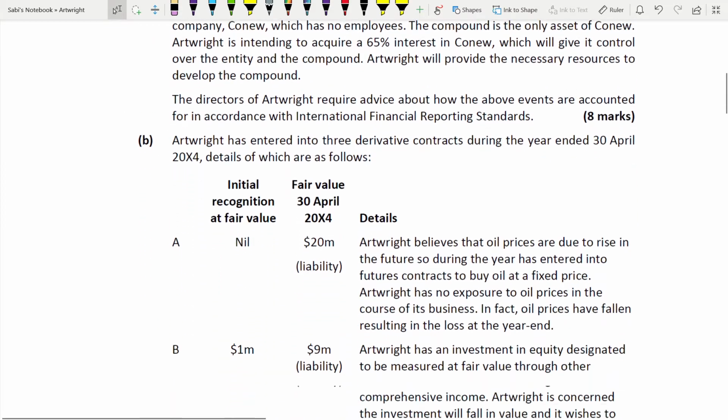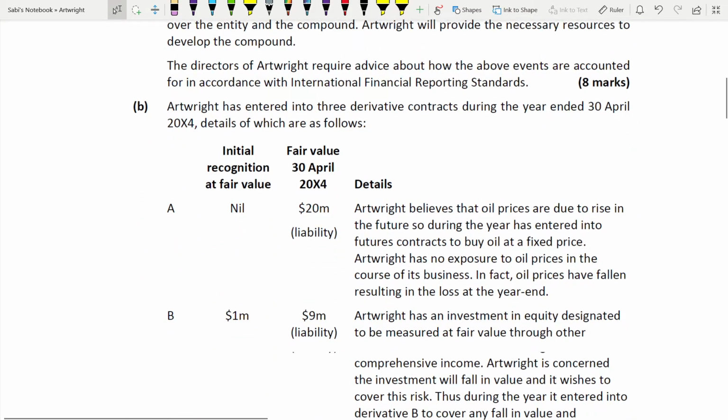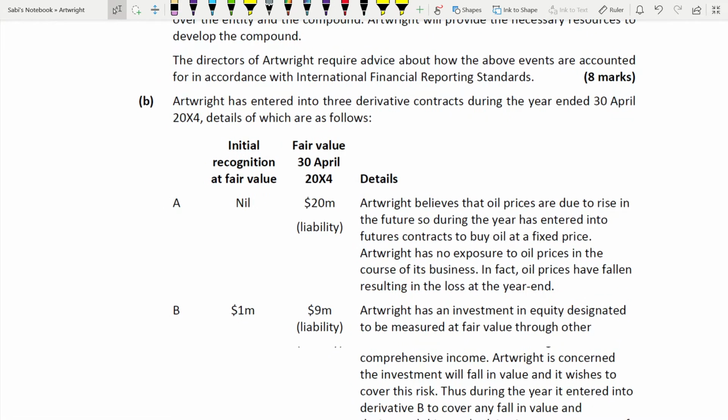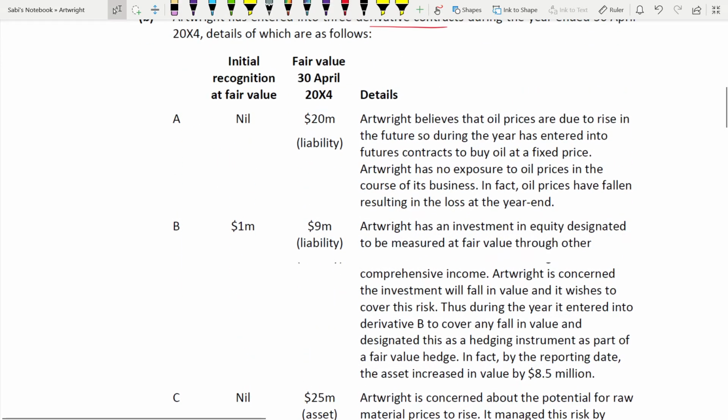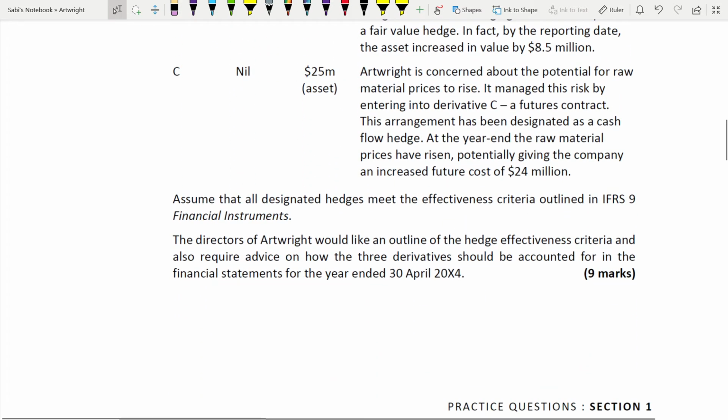Coming to part B, I don't even have to read the requirements. Why? Because the words derivative contract give me an idea of what the standard is about. It is IFRS 9, and we have fair value also. Even from the requirements it's very clear: assume that all designated hedges meet the effectiveness criteria outlined in IFRS 9. What is this effectiveness criteria? It's given in your IFRS 9.